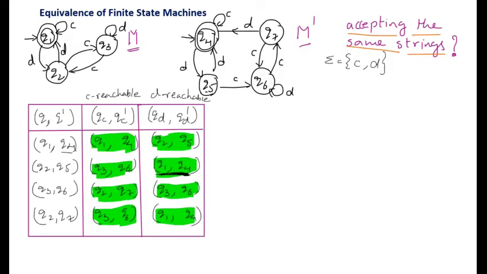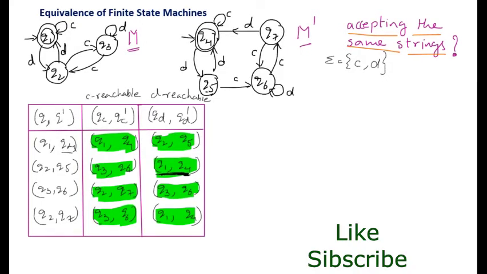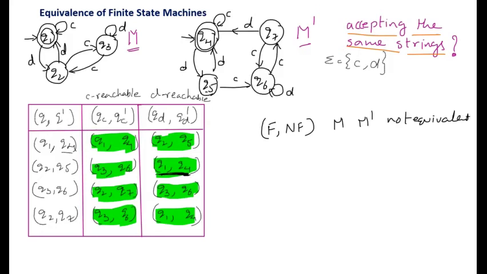So these two machines M and M dash are equivalent. Suppose one is moving to a final state and another is moving to a non-final state, then we can say that M and M dash are not equivalent. But here, in all the cases, both are going to a final state and final state, or non-final state and non-final state, so these two machines M and M dash are equivalent.